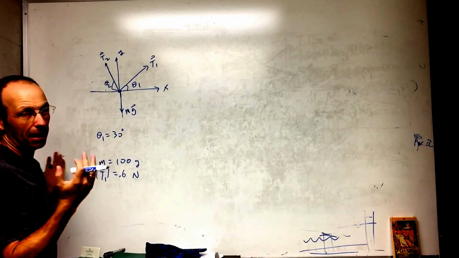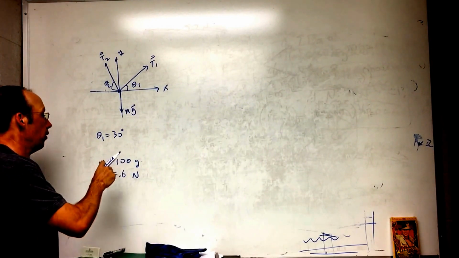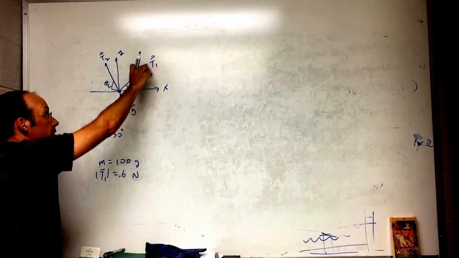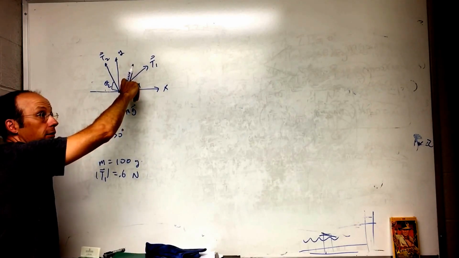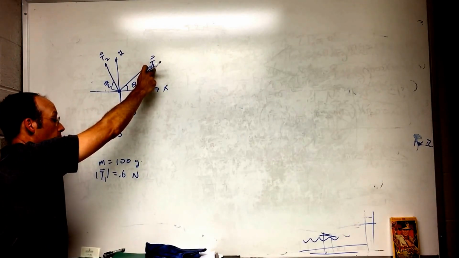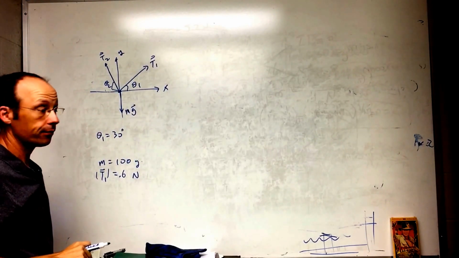Now what do I know? I made this stuff up. Okay. So I know that this is a 100-gram mass, and this spring is at an angle of 30 degrees, and I know the value of that force, T1, is going to be 0.6 newtons.